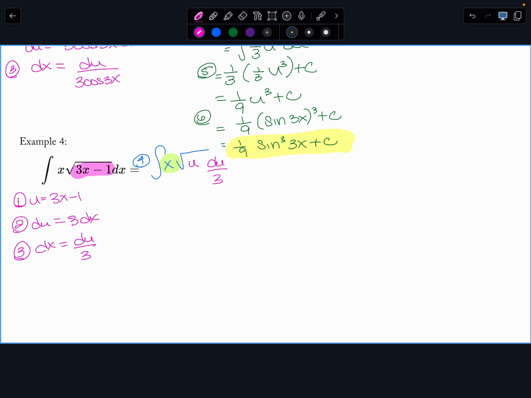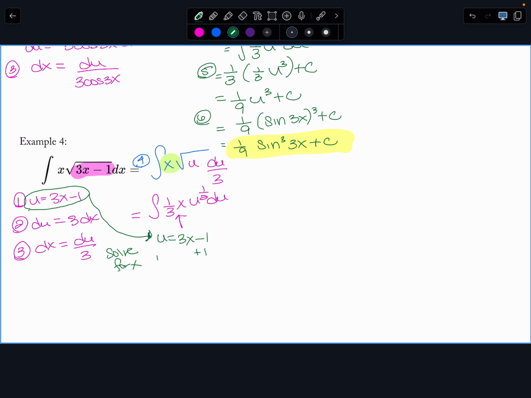So I will go through and clean it up just a little bit. So I have 1/3 x u to the 1/2 du. So I still have this little problem of x. This requires a little bit of effort. To get rid of that x, I need to take the fact that u is equal to 3x minus 1, and I need to solve for x.